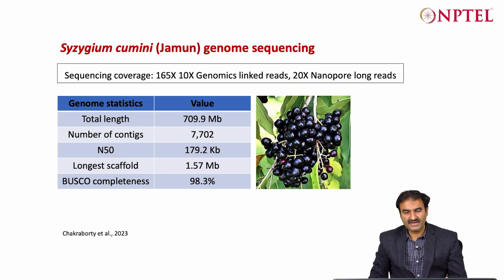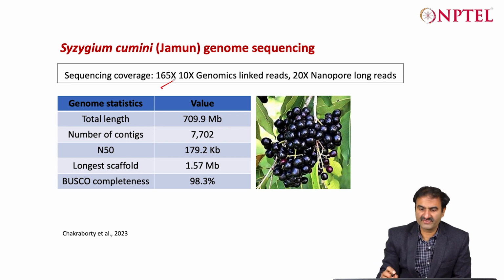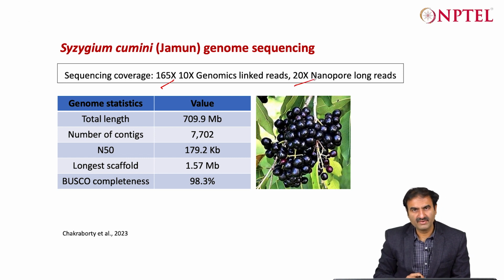Lastly, this example of the jamun tree, which has a genome size of about 700 million base pairs, used a combination of 165x of 10x and 20x Nanopore, which is reasonable to get a good quality assembly. But here the assembly N50 was about 180 KB, and in the last one we saw about 500 KB, which is better, right? But the BUSCO completeness was 98.3%, which tells us that most of the genes of the genome are covered.